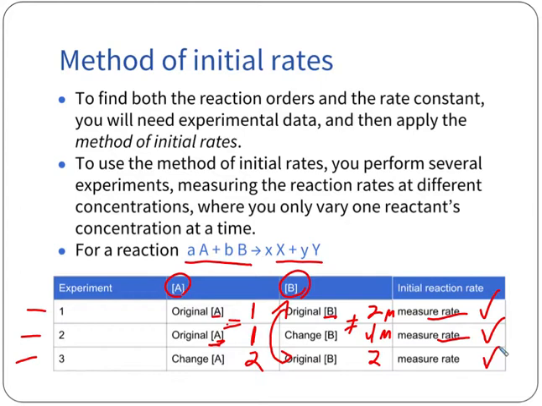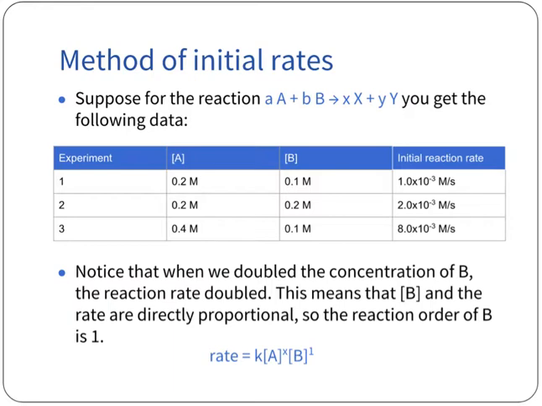And so when you do that, let's take a look at what we could get. We did experiment 1, experiment 2, experiment 3. Notice that for experiment 1, we had concentrations of 0.2 and 0.1. We got our initial reaction rate. For experiment 2, we kept the starting concentration the same for A, but we changed the concentration for B. We made it twice as big, and we measured the reaction rate. And then for experiment 3, we doubled A, but we kept B the same. So this B stayed the same right there. And we found the reaction rate.